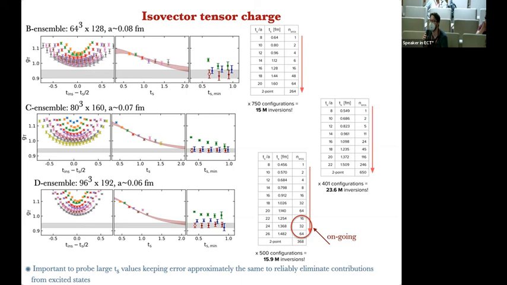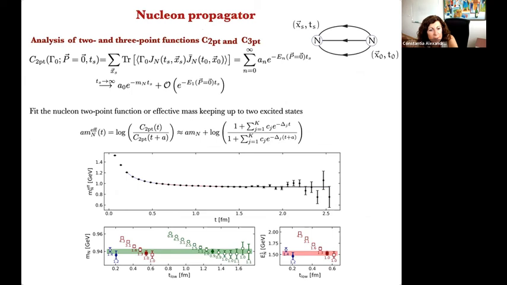Wait a minute. This is a very elaborate analysis. I don't think anybody else does this. Well, this is a constant fit varying, yes. And this is a two-state fit. This is a three-state fit.